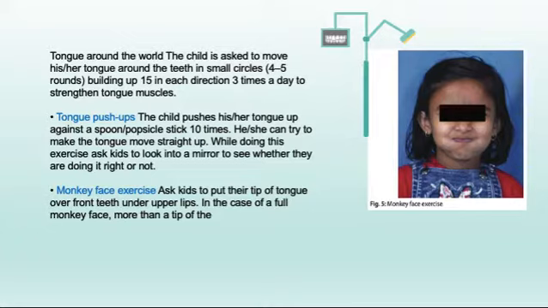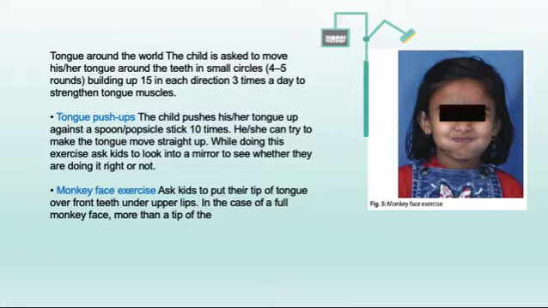Tongue push up. The child pushes his or her tongue up against a spoon or popsicle stick 10 times. She can try to make the tongue move straight up. While doing this exercise, ask kids to look into a mirror to see whether they are doing it right or not.